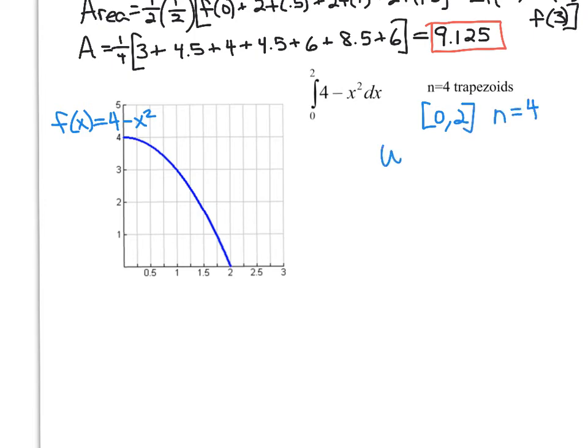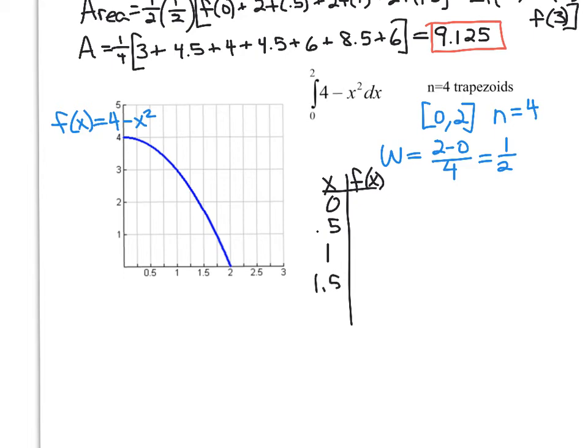So when I calculate my w, I'm still going to say 2 minus 0 divided by 4, which again for this example we're going to use 1/2 as our width. So go ahead and make a table of values. For our table of values, we want to start with an x value of 0, and we want to count by 1/2, or 0.5, so we want to say 0, 0.5, 1, 1.5, and 2. Go ahead and plug this into your graphing calculator and get the y values and come back and check with mine. So check your y values with mine, and now let's take a few minutes to make our trapezoids.